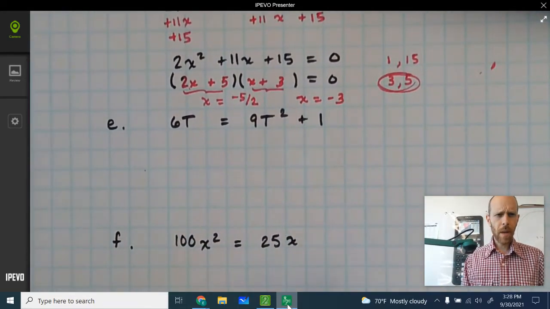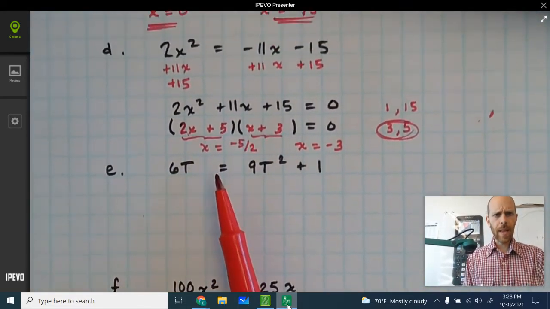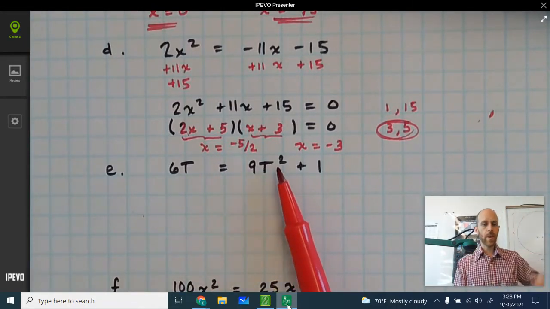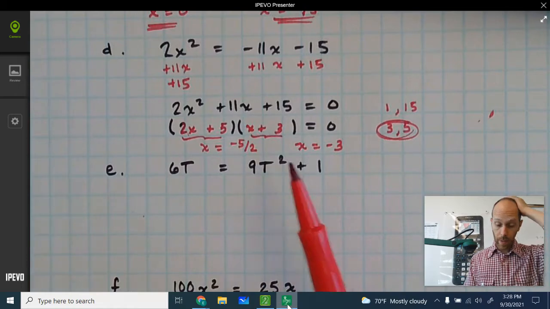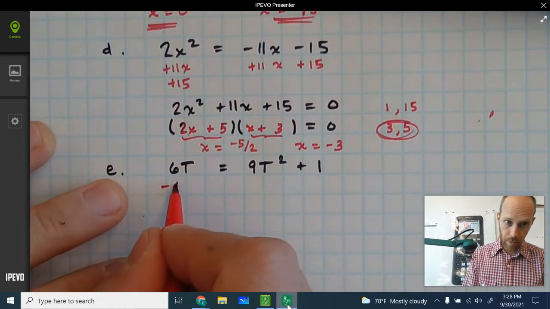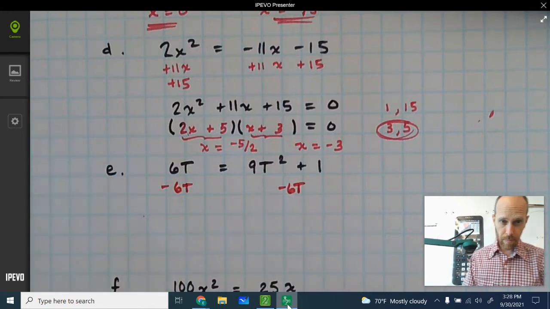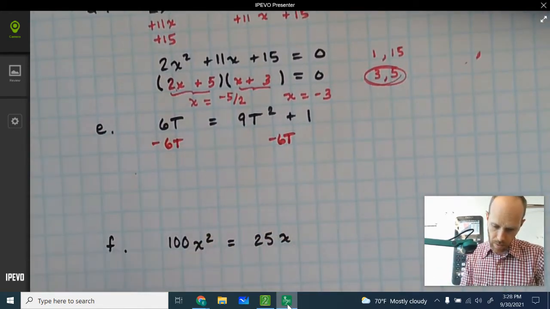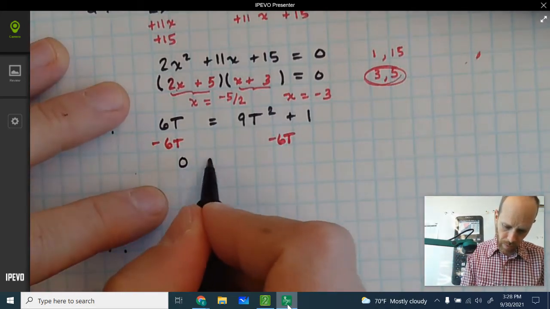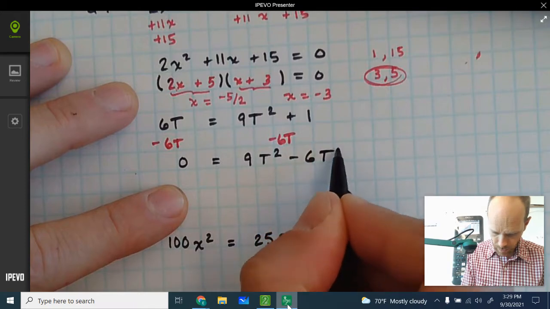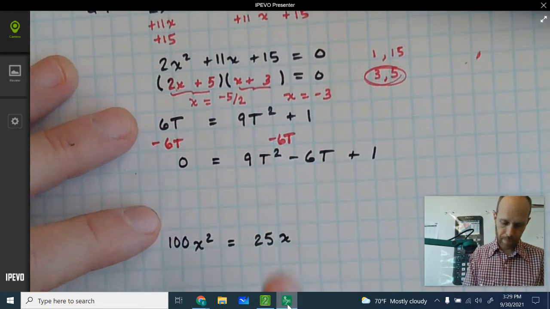Moving along, E is similar to the last problem in that it's not set equal to 0. This time the squared term is on the right side of the equation. So I am going to subtract the 6t from both sides. So let's see, what is that going to give us? On this side, 0 is equal to 9t squared minus 6t plus 1.